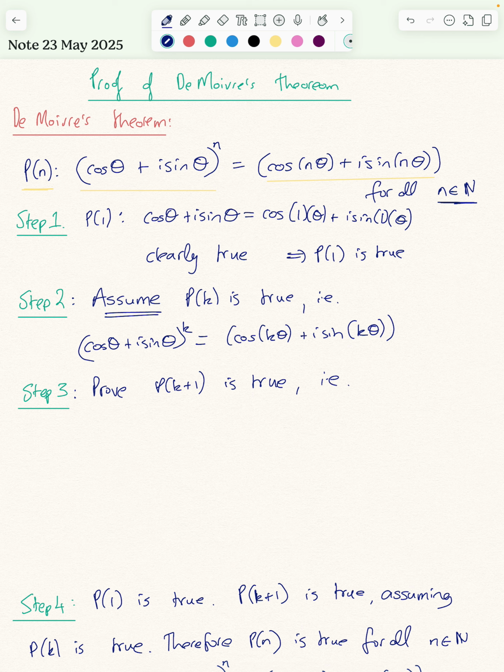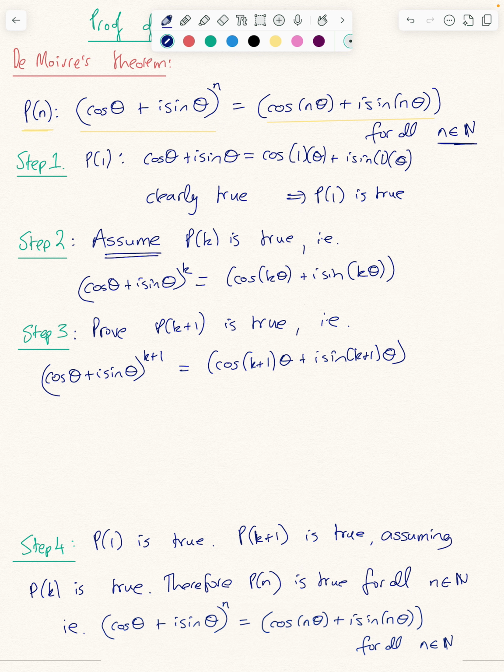So what we want to prove is that (cos theta + i sin theta)^(k+1) is equal to cos((k+1) theta) + i sin((k+1) theta). Okay, so I want to prove that, and I always use the assumption in proving at this point. So I'm going to start on the left hand side here. So (cos theta + i sin theta)^(k+1). I'm going to break that down into (cos theta + i sin theta)^k times (cos theta + i sin theta).